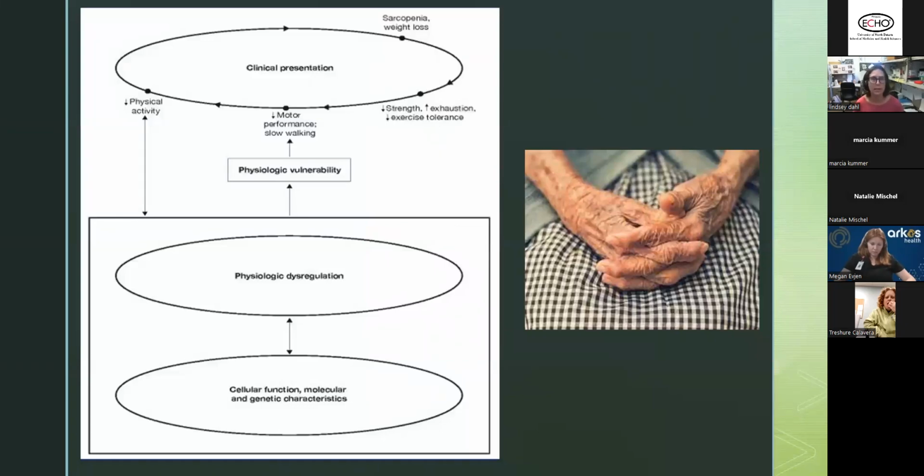This is just another depiction of how it's cyclic and worsens because of its problems, right? You get decreased strength, increased exhaustion, you move less, you decrease your physical activity, and all those things get worse, right? So it's just a vicious cycle. And there are things happening at the cellular level that we talked about, with poor insulin, more insulin resistance, more inflammation. So there are things happening at the cell level as well.